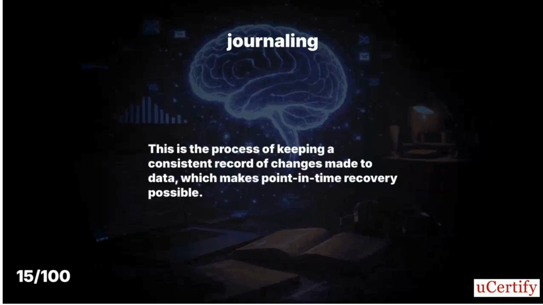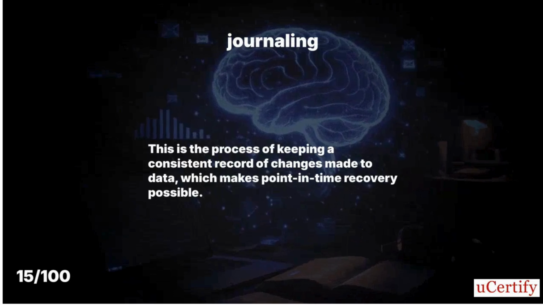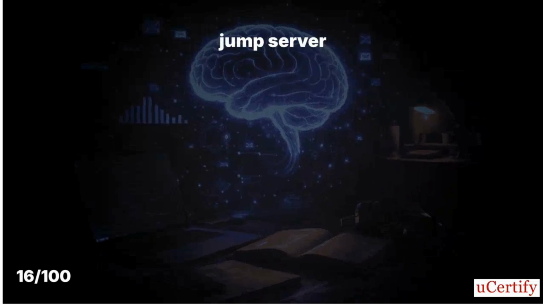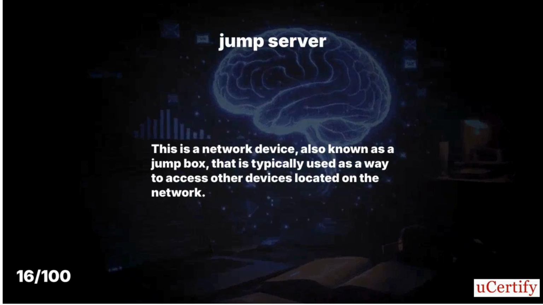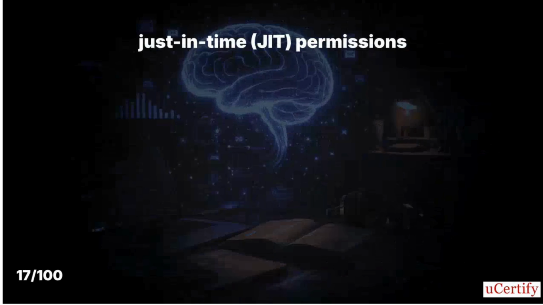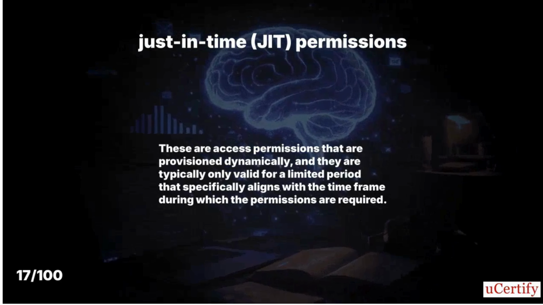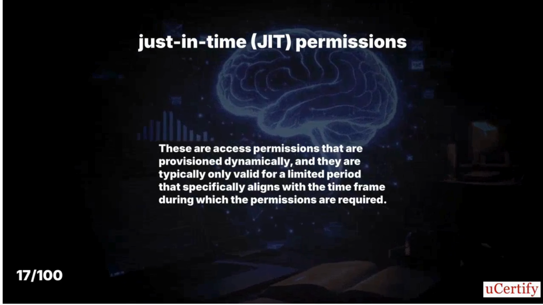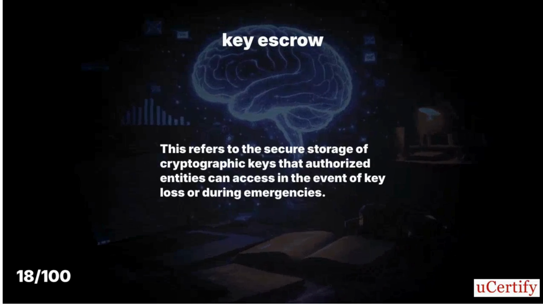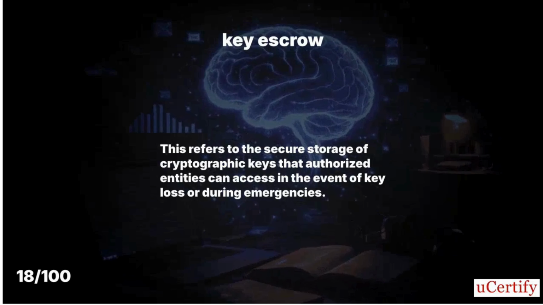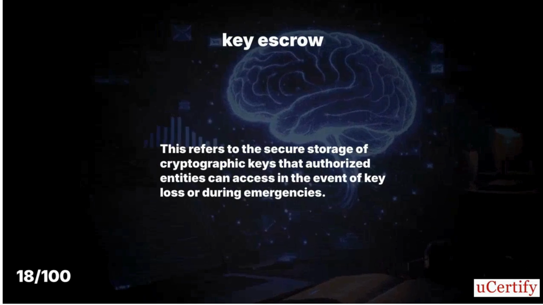Journaling. This is the process of keeping a consistent record of changes made to data, which makes point-in-time recovery possible. Jump server. This is a network device, also known as a jump box, that is typically used as a way to access other devices located on the network. Just-in-time permissions. These are access permissions that are provisioned dynamically, and they are typically only valid for a limited period that specifically aligns with the time frame during which the permissions are required. Key escrow. This refers to the secure storage of cryptographic keys that authorized entities can access in the event of key loss or during emergencies.